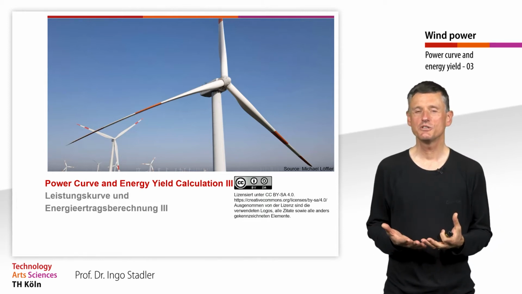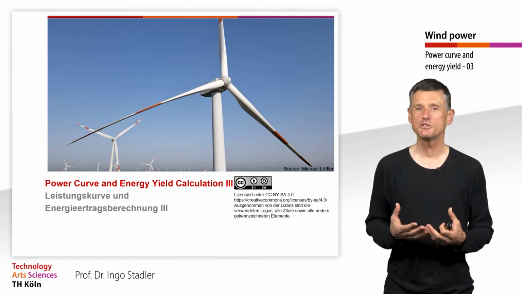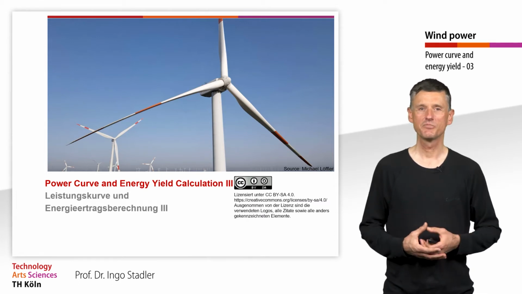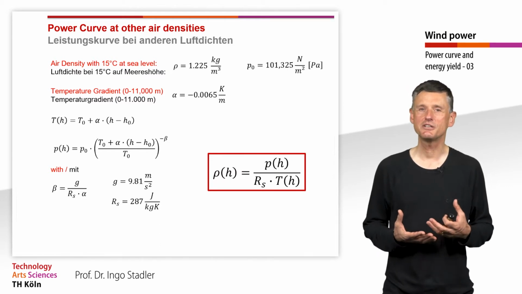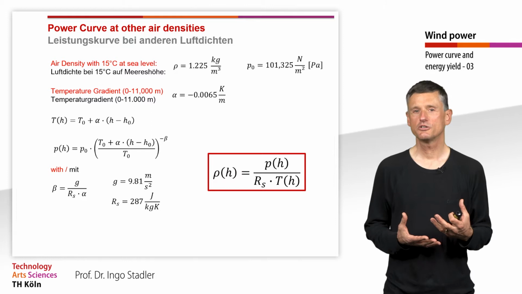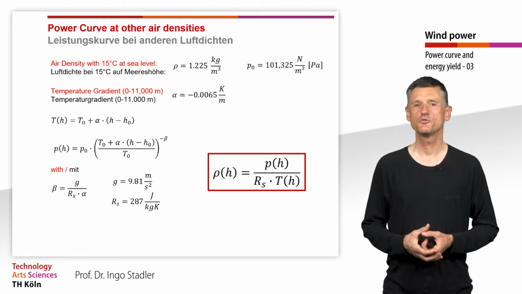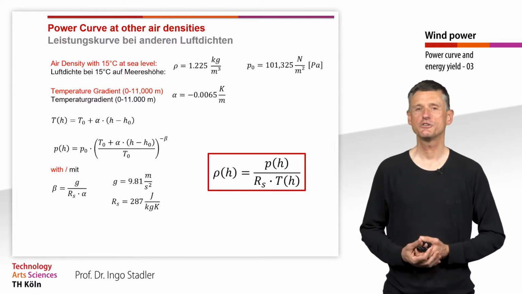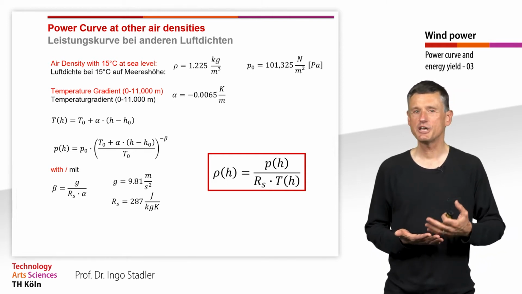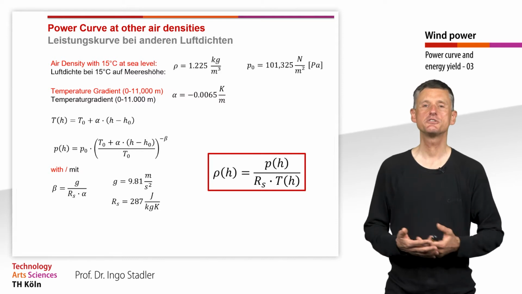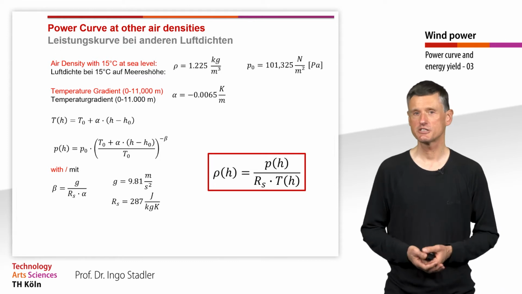But the power in the wind not only depends on the velocity, the free wind speed, but is also proportional to the air density. And the air density is not really a constant. We always use the air density rho of 1.225 kilogram per cubic meter, and that is only true at sea level for a temperature of 15 degrees Celsius. But whenever we have different pressures, different heights, different temperatures, this value of 1.2 kilogram per cubic meter changes slightly.